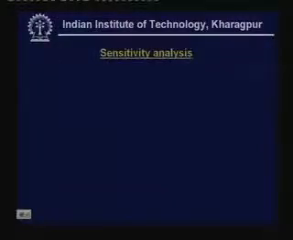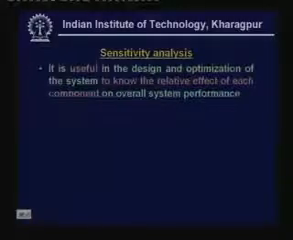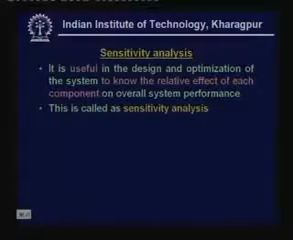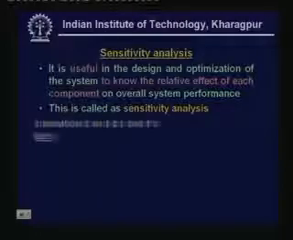An important aspect when you are doing the complete system analysis is what is known as a sensitivity analysis. What is sensitivity analysis and what is its use? This analysis is useful in the design and optimization of the system, and what does it tell us? It tells us the relative effect of each component on overall system performance. This kind of analysis is called sensitivity analysis.